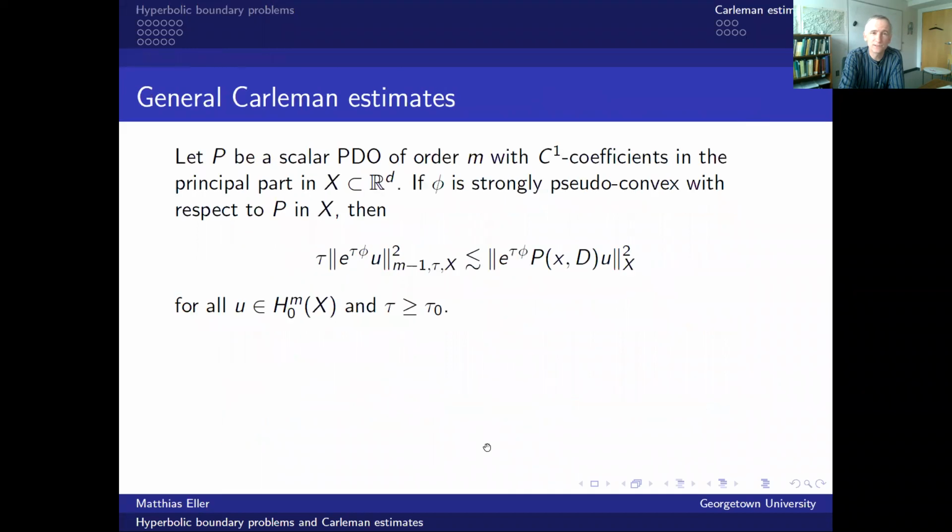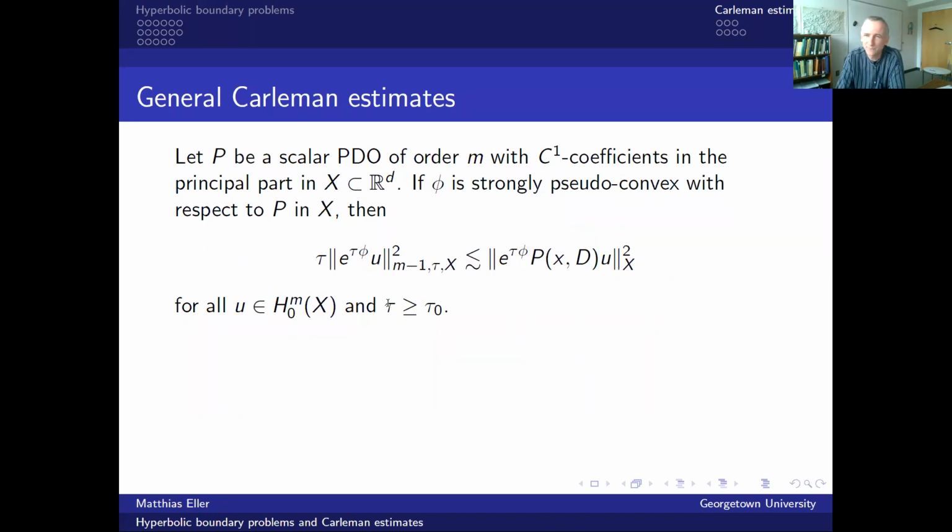Now a few words about Carleman estimates. Generally, look first at scalar partial differential operators of order m with C1 coefficients. On the principal part, if I have a strongly pseudo-convex function, then I can prove this kind of estimate where I have the weighted m-1 norm, and on the right-hand side the norm of the operator. This is true for compactly supported functions for a large enough parameter.